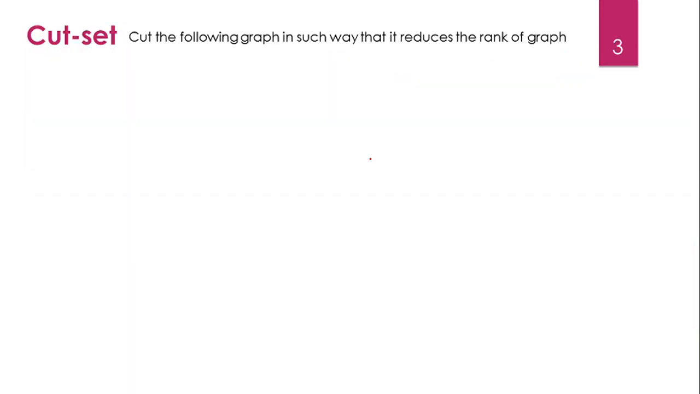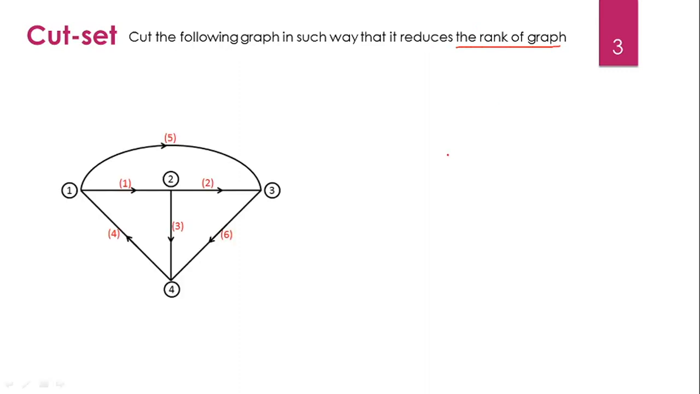So look here. Cut the following graph in such a way that it reduces the rank of the graph. At every cut, it will reduce the rank of the graph. This is the very important criterion for the cut set.